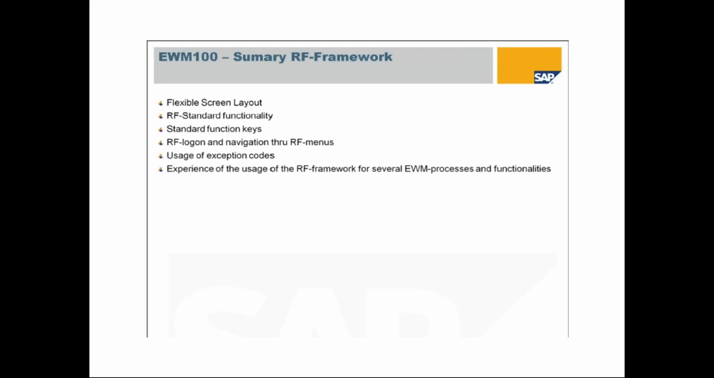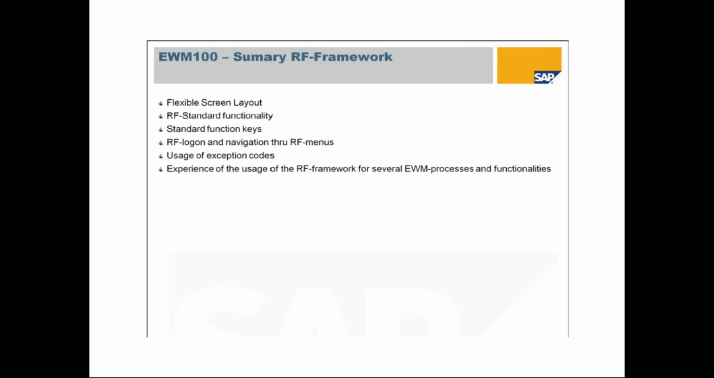And log on navigation through RF menus. We are going to see the navigation path. Say, for example, 1 is inbound delivery, and 3 is some other subpart of it. If I type 1 3, it automatically goes to that respective menu. Direct navigation and menu navigation are both there.